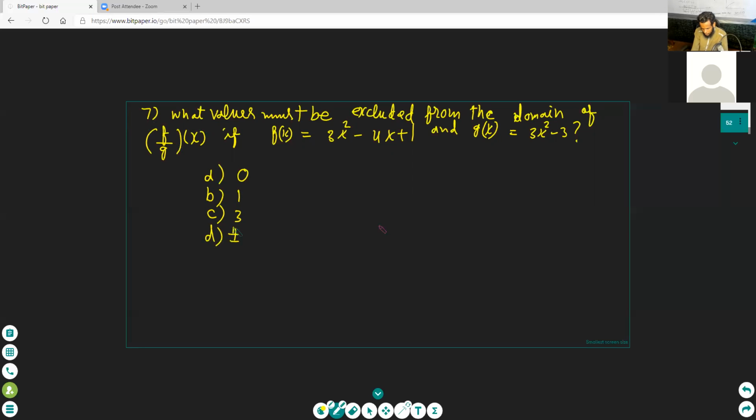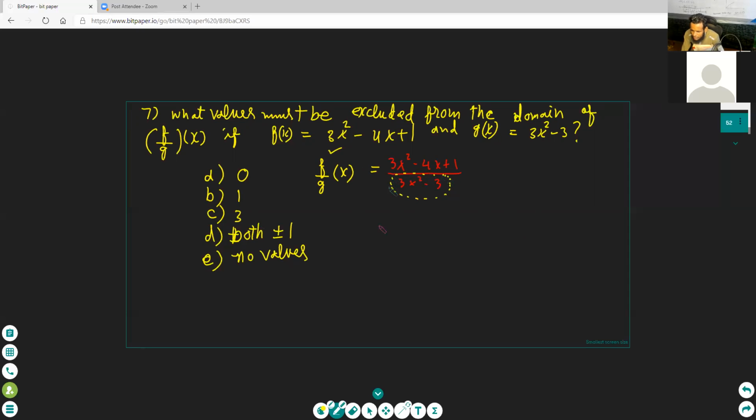Addition, subtraction, okay, both. Options: plus minus 1, e, no values. Okay, do it. So here, since it's a composition function, we will have 3x squared minus 4x right here, plus 1, f of g, 3x squared minus 3. Yes, good. Then since we need to find the excluded values from the domain, we're going to replace the values for the domain options A, B, C, D, and E.